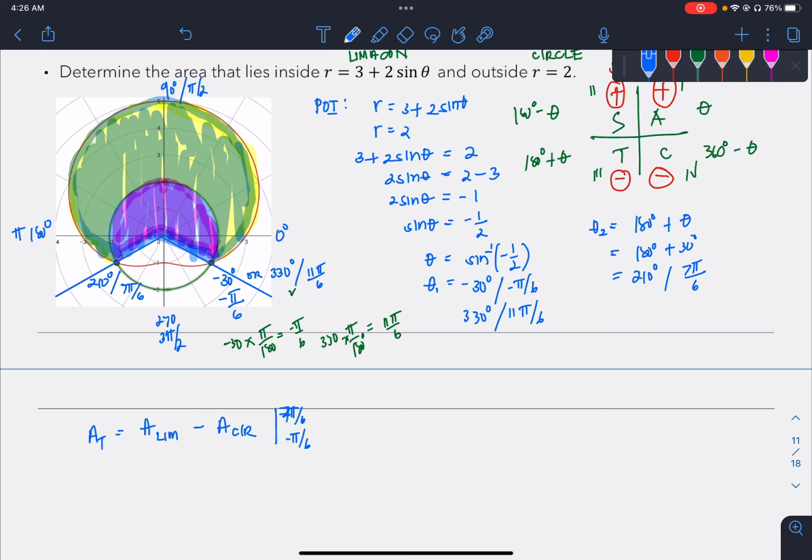Because the positive 330 degrees is greater than the 210. Usually, the lower limit should have a lower value as compared to the upper limit, to ensure that the area that we will be getting will be positive. So instead of 330 degrees, we're going to use the negative 30, because we'll start from negative 30 until 210 degrees. Okay?